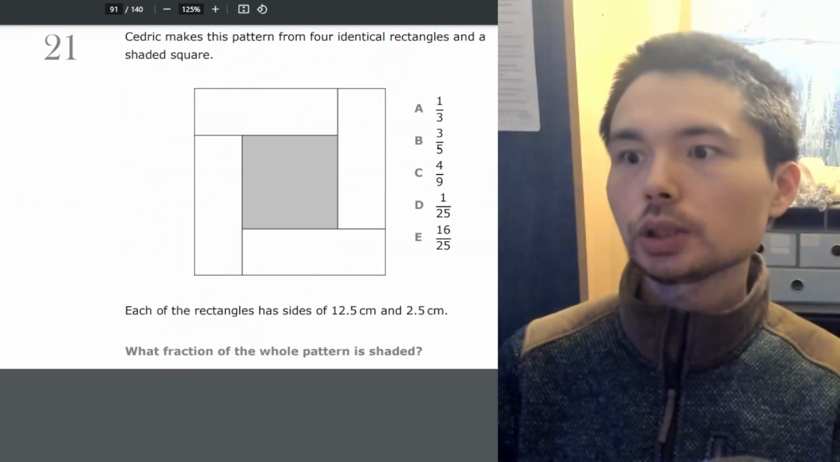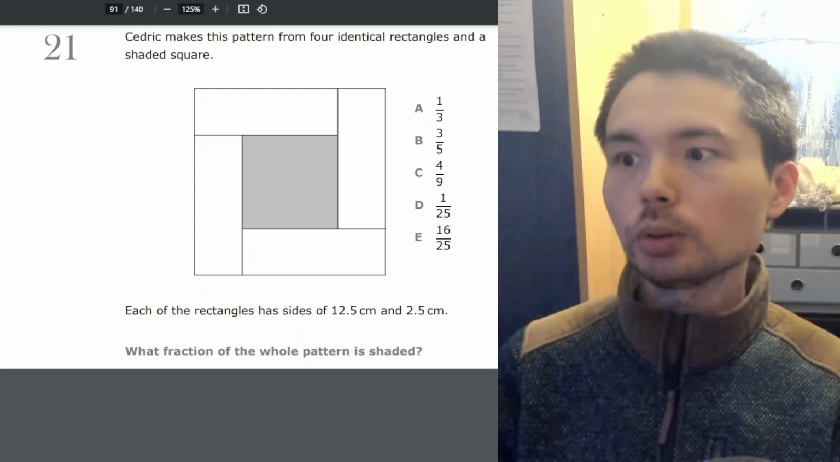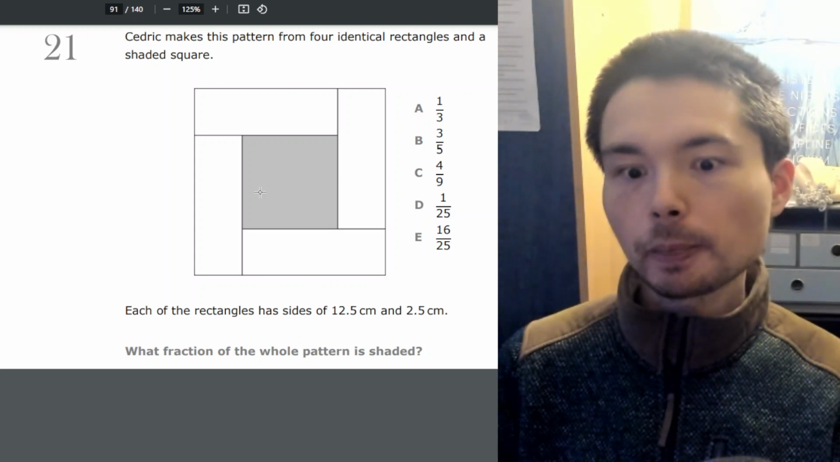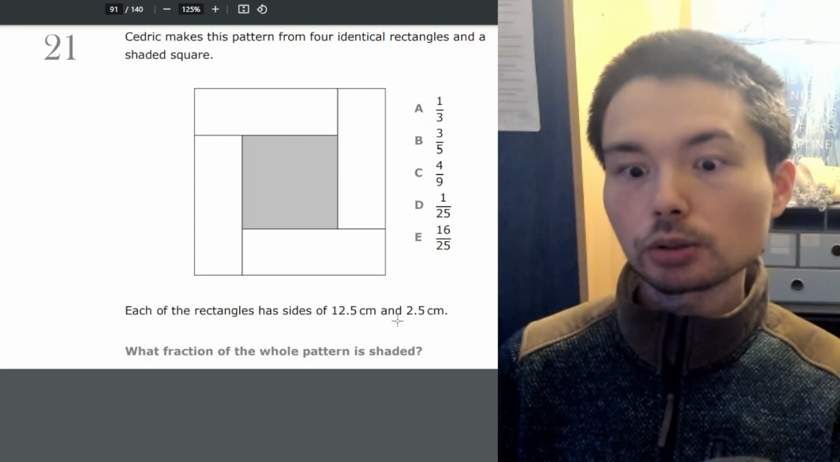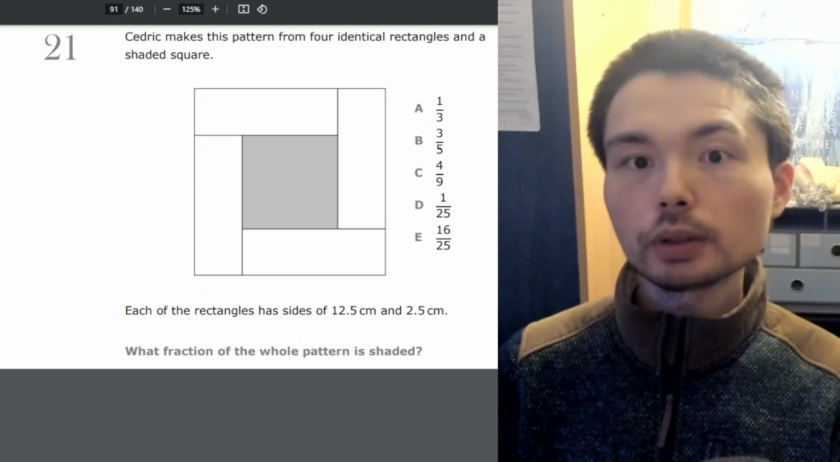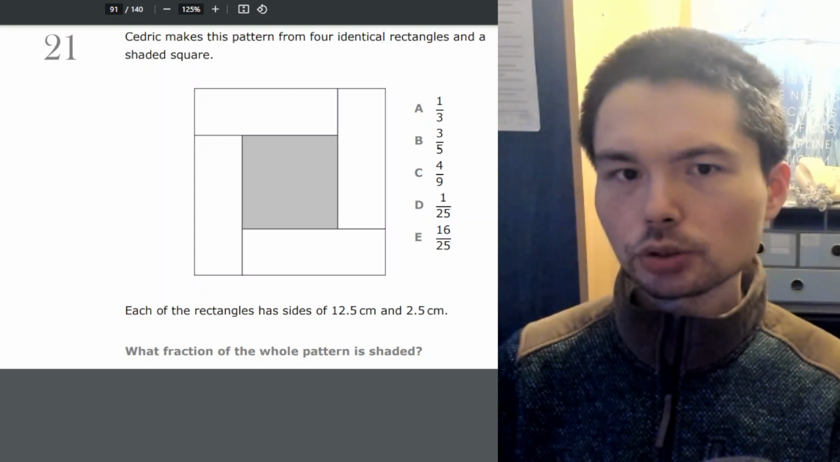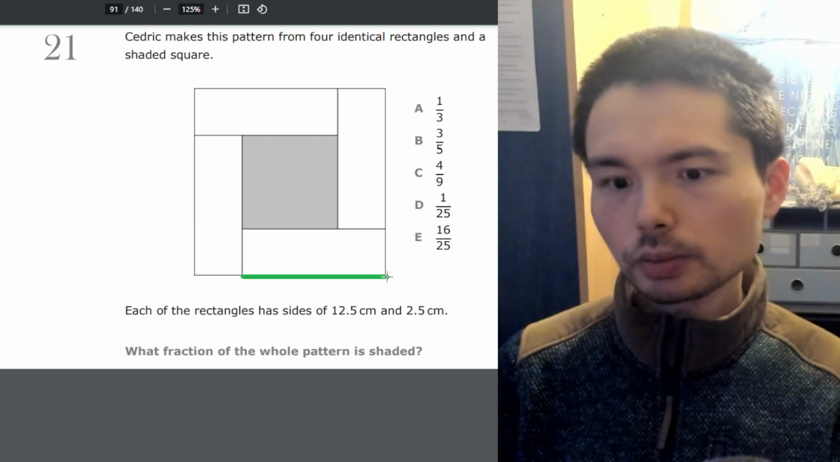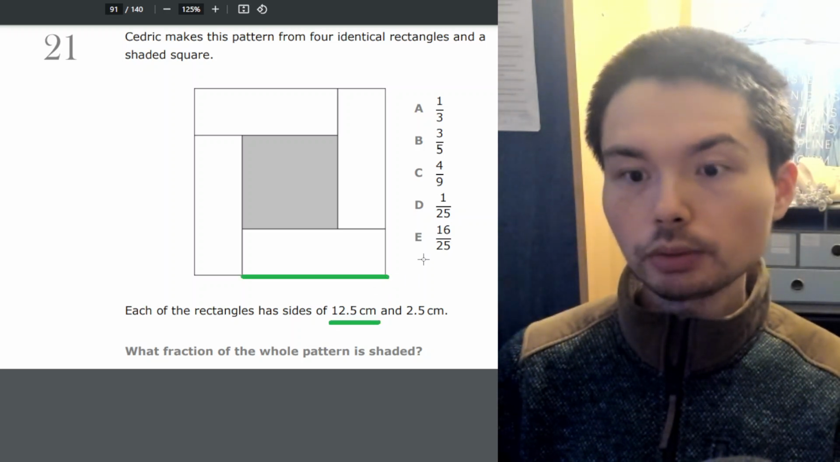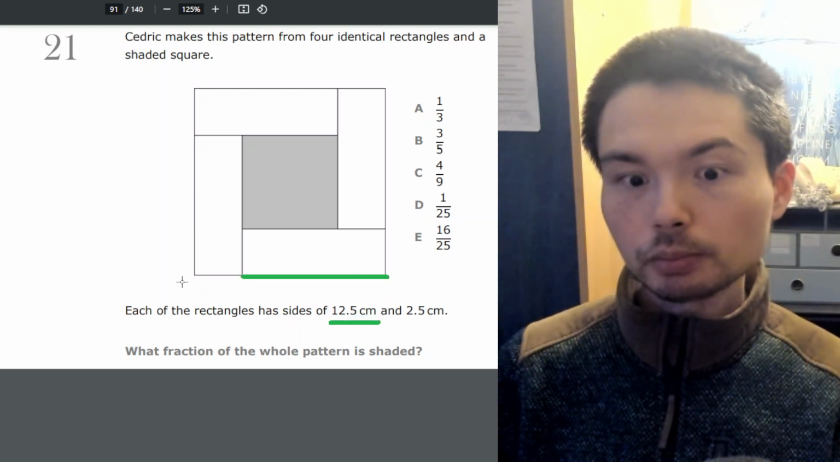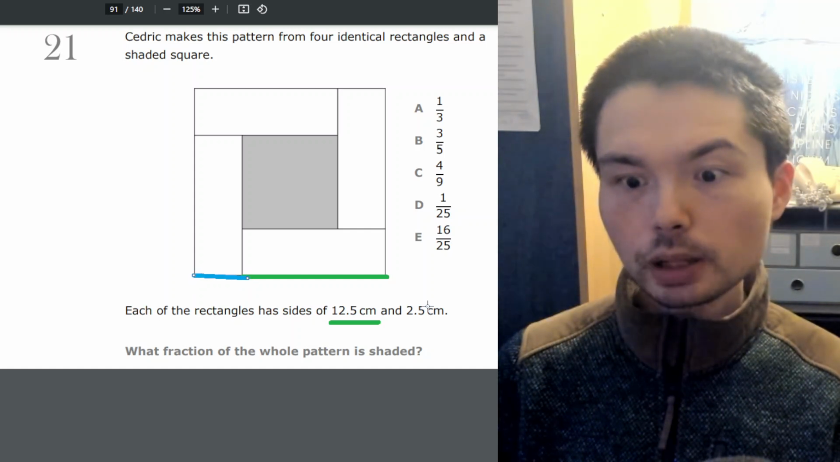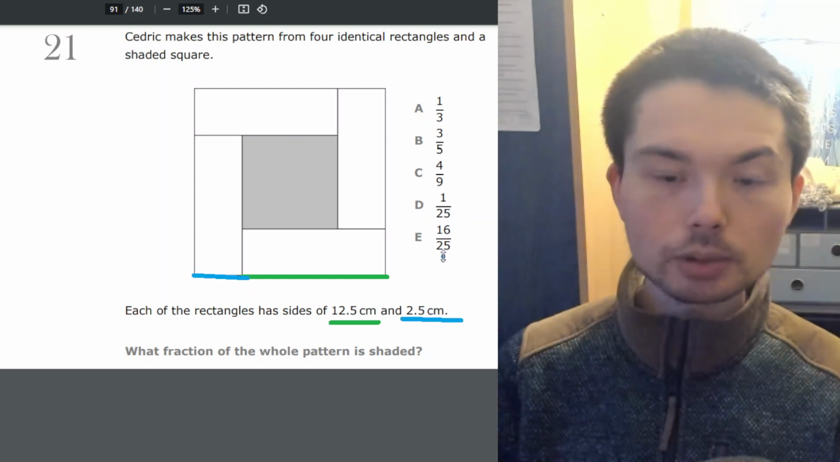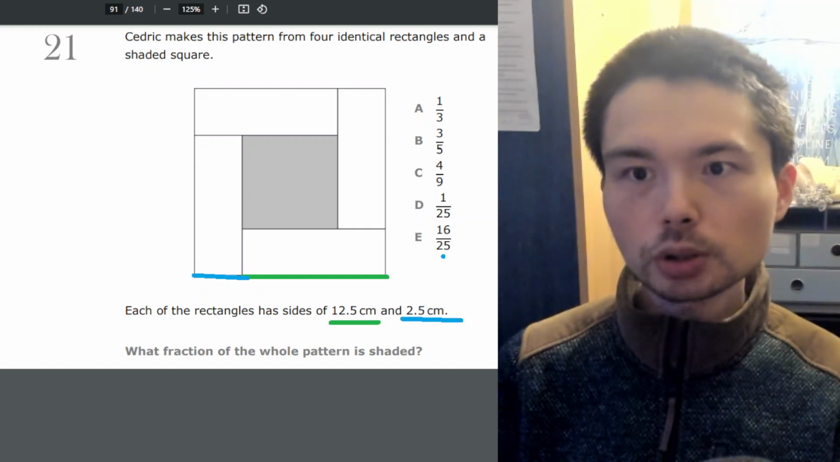Question 21. Cedric makes this pattern from 4 rectangles and a square. Each of the rectangles has size 12.5 and 2.5. So whenever I see that, straight away, just work out the length of the whole thing. It must be part of it, guys. Look, that's 12.5 here. Just do it. That's 2.5. And if you add them together, it is 15. Automatic.